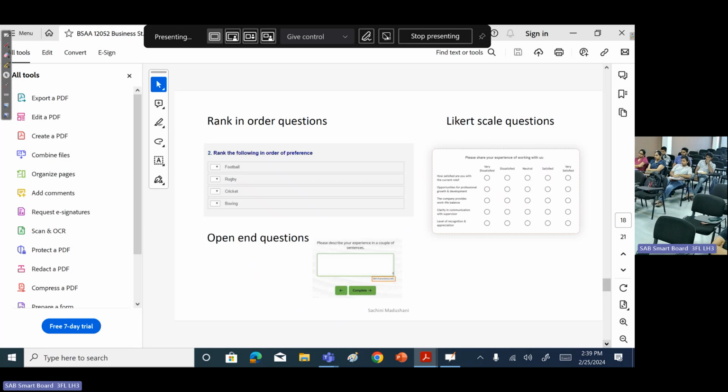The other one is the open-ended question. They only ask the question and give space to provide the answer. For example: please describe your experience in a couple of sentences. Some questionnaires ask for your comments and give a blank space to provide the answers. They only give the questions, and you can freely write your answers. There are no suggestions. Clear?